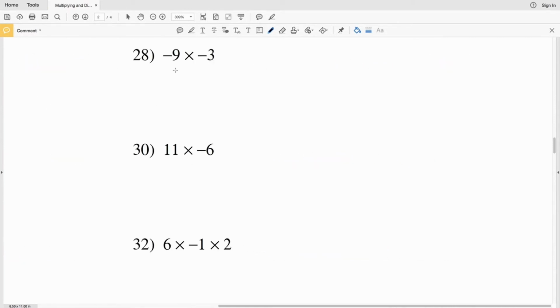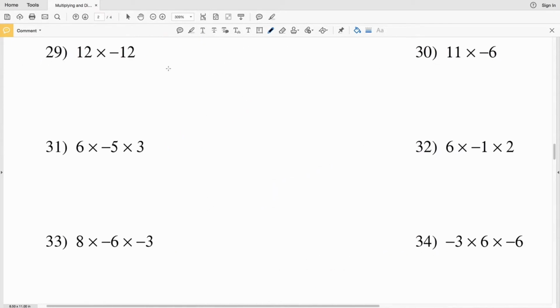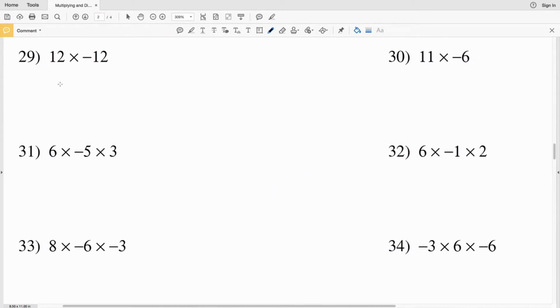In number 28, negative times negative is a positive. Negative 9 times negative 3 is a positive 27. 29, we have a positive times a negative. So our resulting answer is going to be negative. And 12 times 12 is 144. So 12 times negative 12 is negative 144.